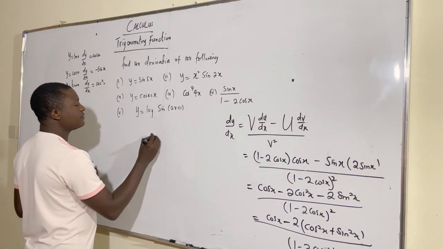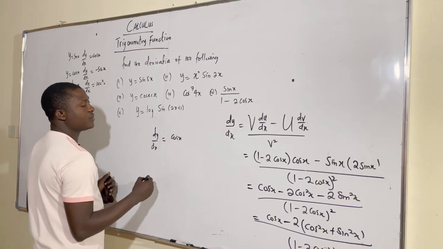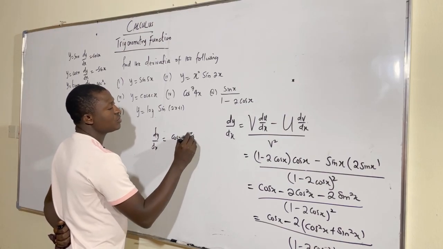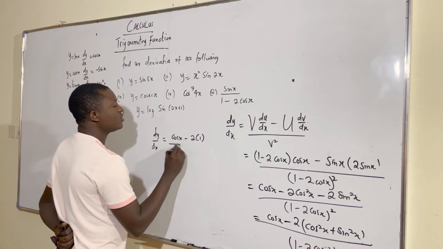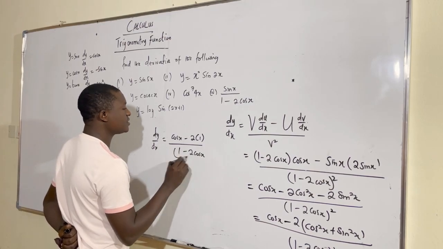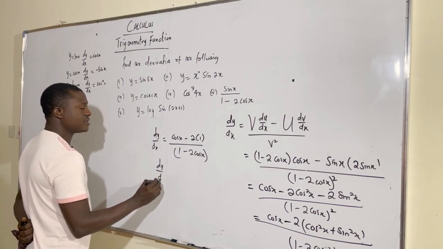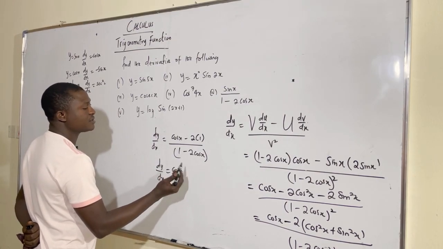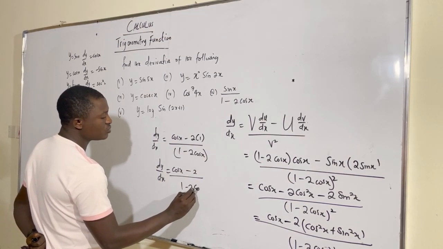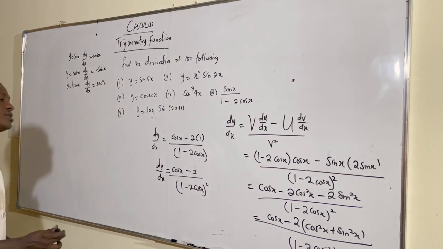So there I can have this one to be dy dx now is equal to cos x, minus 2 times 1. You get that? All divided by 1 minus 2 cos x all squared. You get it? So now this is just the same thing as dy dx is equal to cos x minus 2 divided by 1 minus 2 cos x all squared. What matters most is the result that we have.